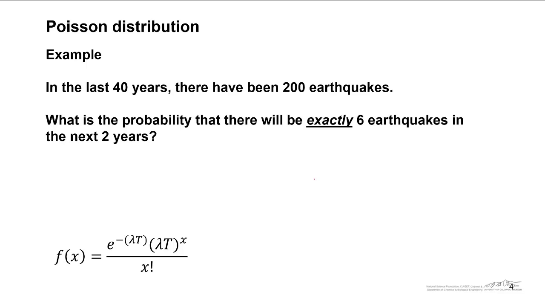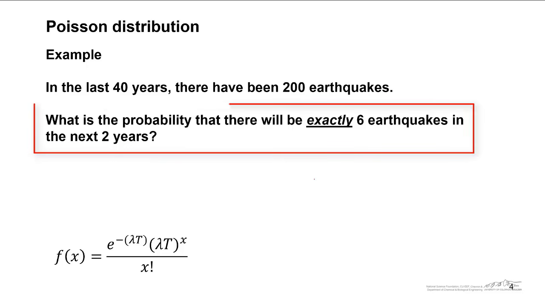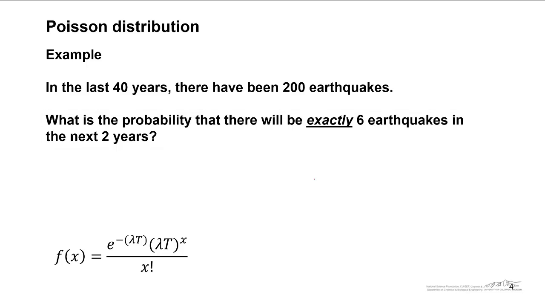Using the Poisson distribution, we answered questions like, what is the probability that there will be exactly 6 earthquakes in the next 2 years? And what we did was we calculated a background average rate of occurrence, 200 earthquakes or events per 40 years, and that's 5 per year. If we wanted to answer this question, X would equal 6, exactly 6 events or earthquakes. Our time interval would be 2 years.